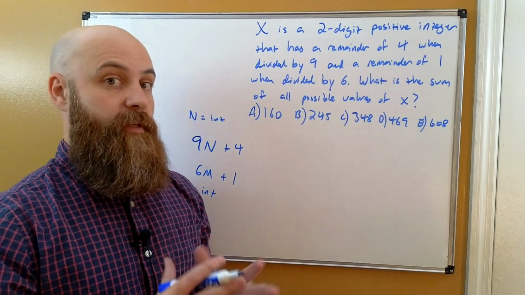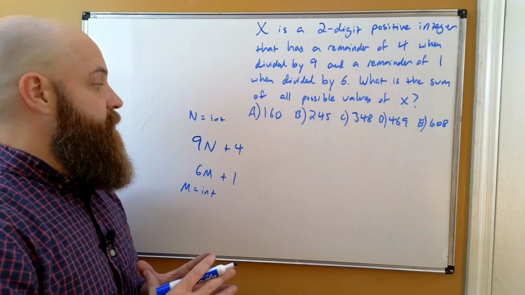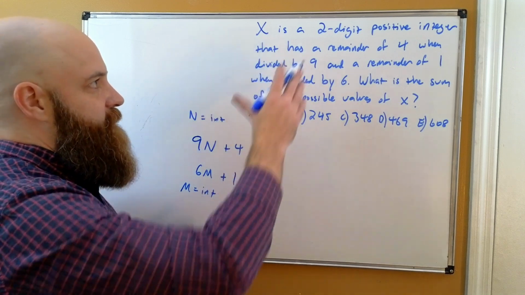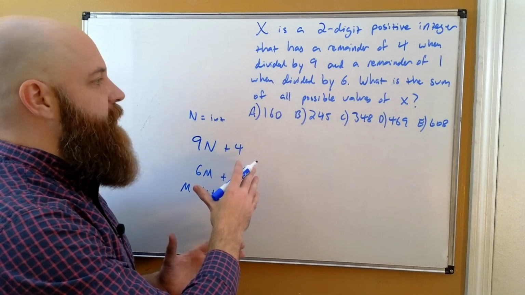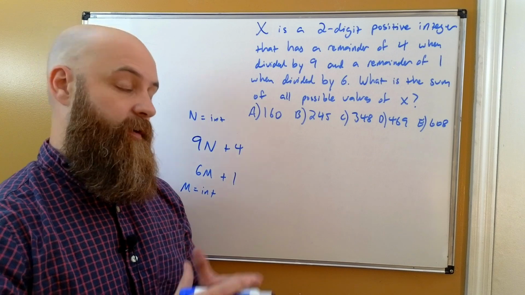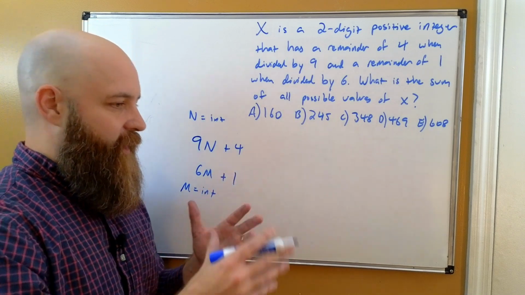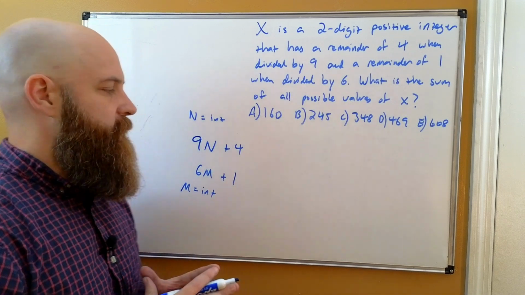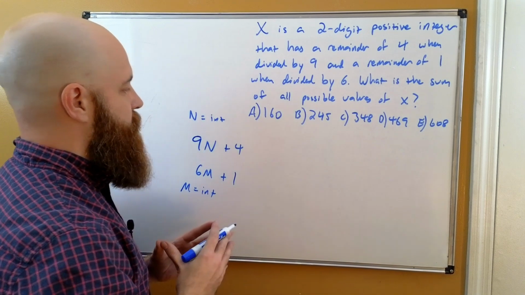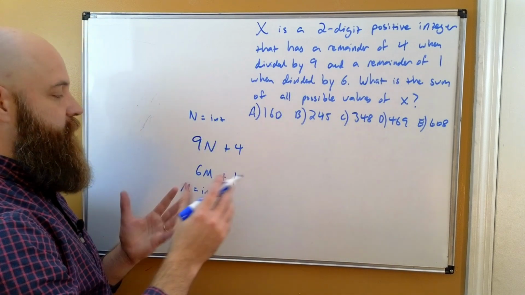So maybe let's give this stupid method a try. Write things out, look for patterns. Okay, so if X is a two-digit positive integer, maybe there's not that many things to write out. If I want to write out all the possible values of X, I'll start writing them out, see if I can find any patterns. Okay, so what are possible values of X that would satisfy just this first one?